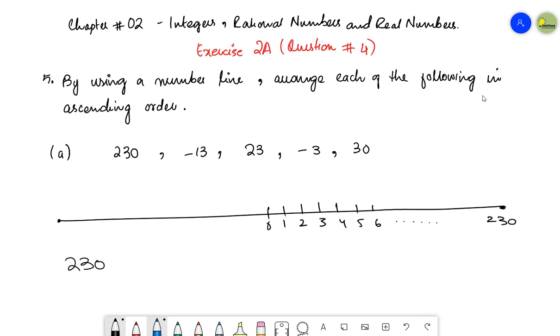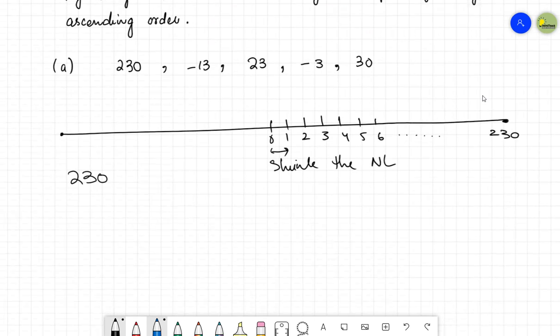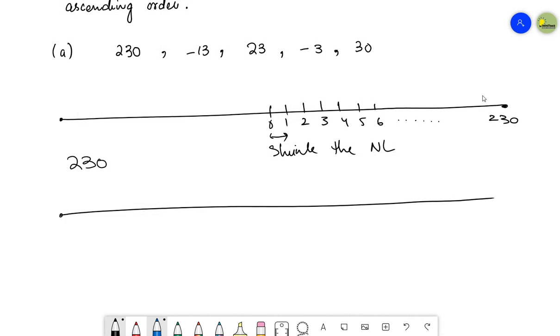So in order to plot such big values, you need to shrink your number line, or make this difference a little bigger. If I consider the difference of 20, it will be far easier for me to plot the value 230. 40, 60, make a difference of 20 in an increasing order. Add 20 to each of the values at the same distance. So in this way, you need to draw your number line, or you need to shrink the number line.